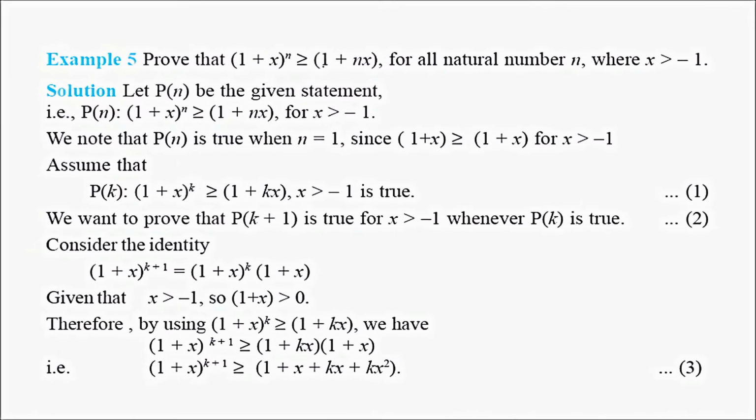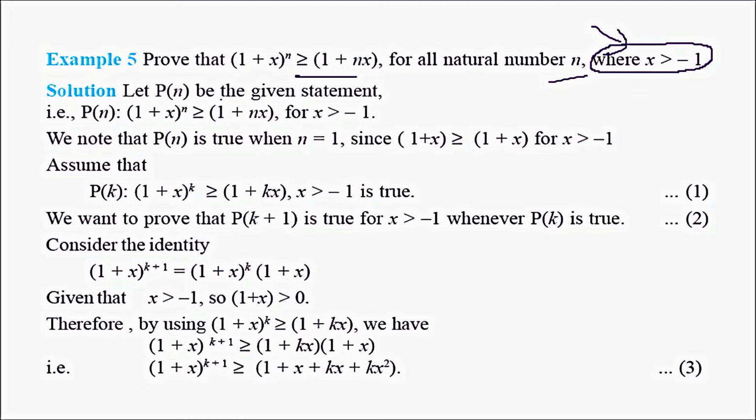So in continuation with our discussion on mathematical induction, example 5 is: prove that (1 + x)^n is greater than or equal to 1 + nx for all natural numbers n. And please understand, x has to be greater than or equal to -1, and each and every line or word which is given in the question will be used.